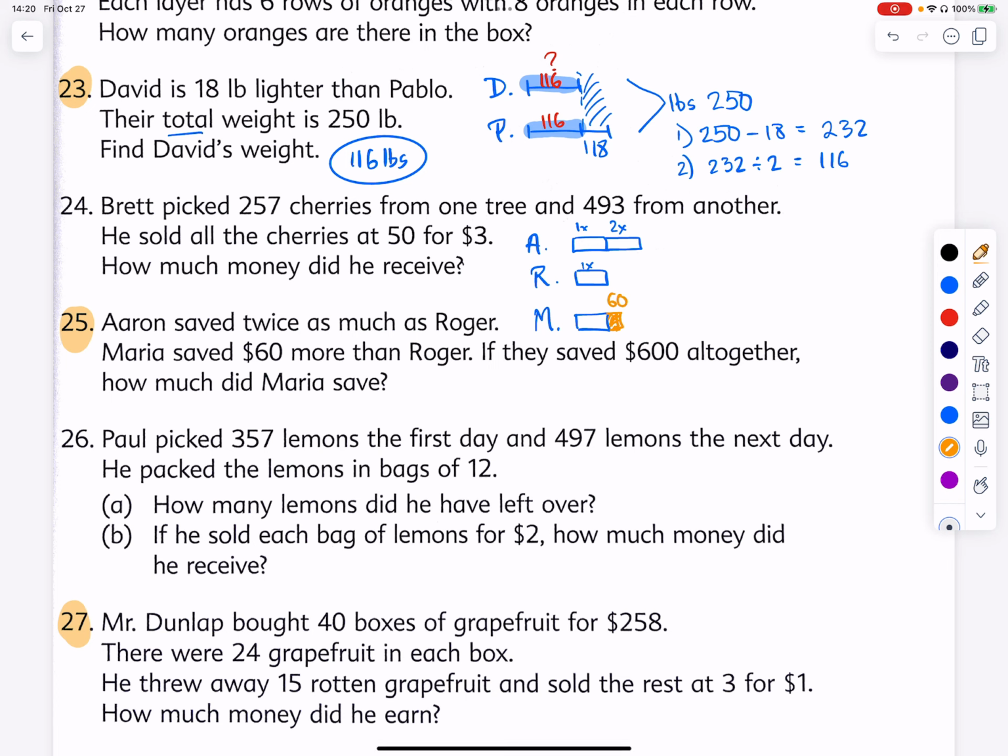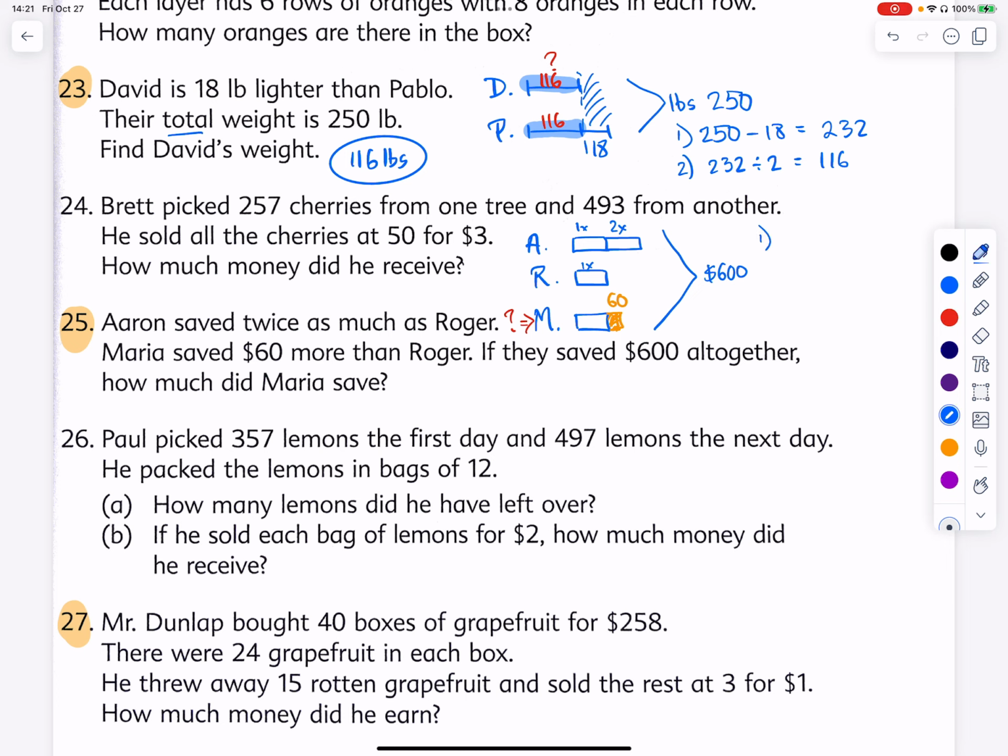She saved 60 more. If they saved 600 altogether, how much did Maria save? I put the question mark next to Maria. My friends, it's a very similar pattern to number 23. We have 3 characters now. We know the total. We know some differences. How do you solve this problem?